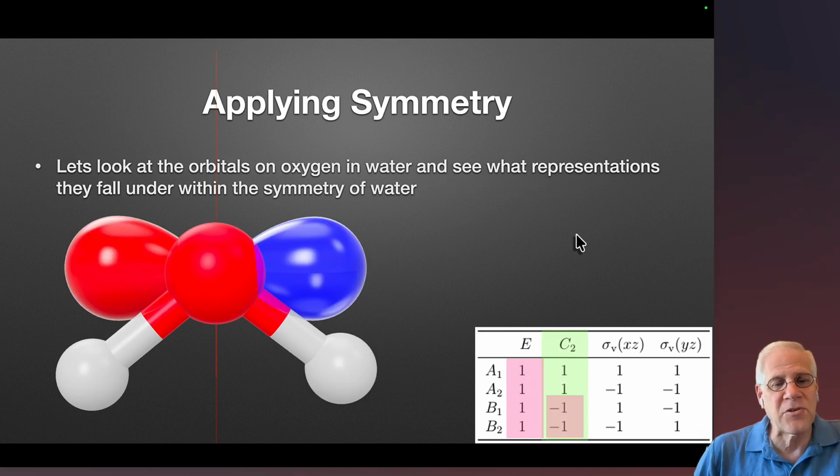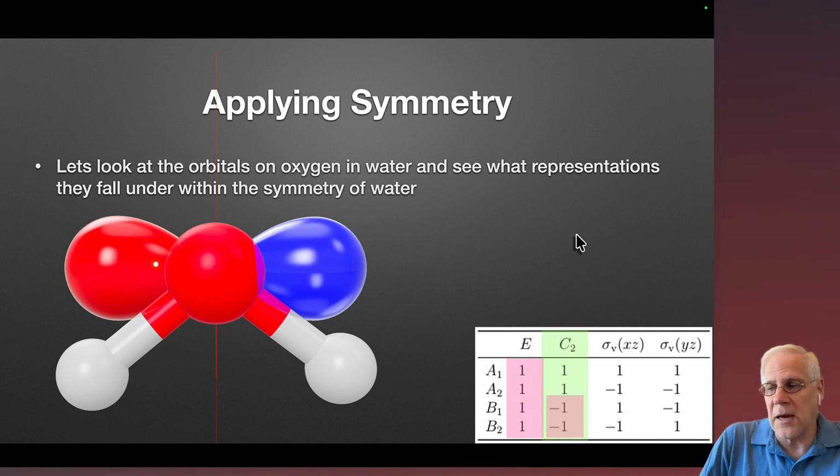Okay, so that was a C2 operation. Notice that I rotated my molecule 180 degrees. This was blue, and this was red. And so we still have a p orbital in the exact same place. However, it has changed its phase. And so this tells me that I have a -1 character for that operation for the C2. Okay, so the py orbital has a -1 operator.